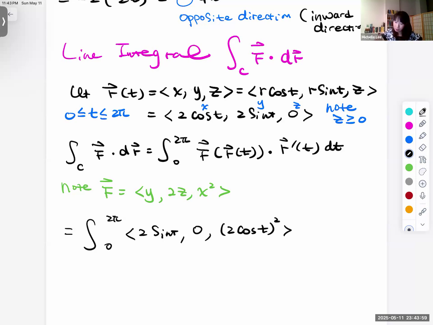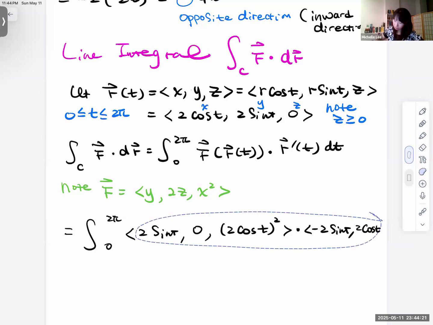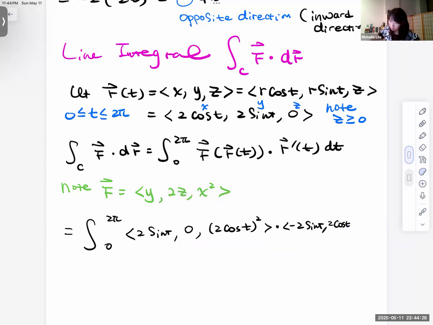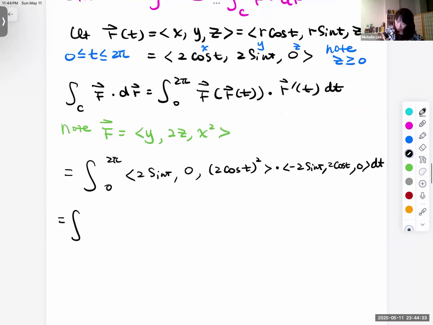Okay. r prime of t, what do you get? We have 2 cosine t, whose derivative is negative 2 sine t, and the derivative of 2 sine t is positive 2 cosine t, and then 0, right? Okay, then 0 dt.